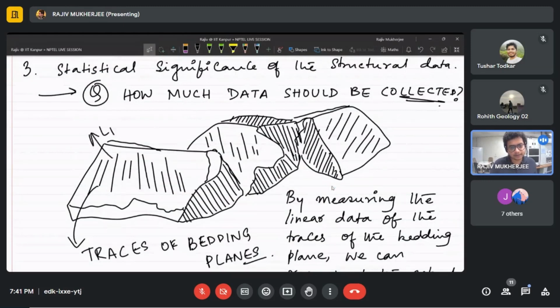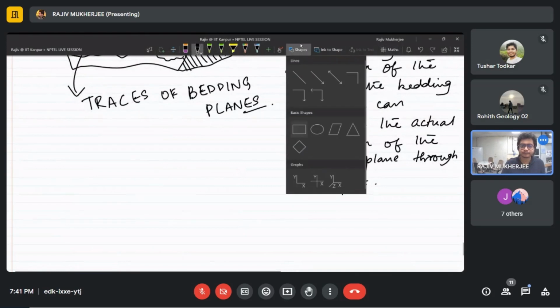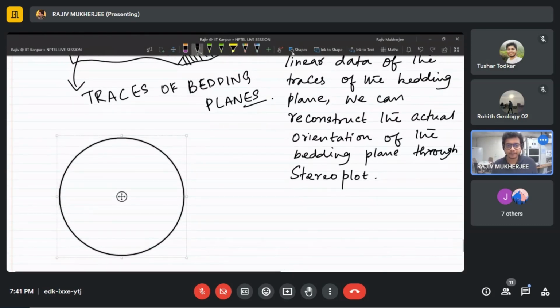Say this is L1 and this is L2 and this is L3, and then we have plotted in the stereo net, right? And from that we have passed a great circle. So if this is L1, this is L2 and this is L3, this gives us the bedding plane.